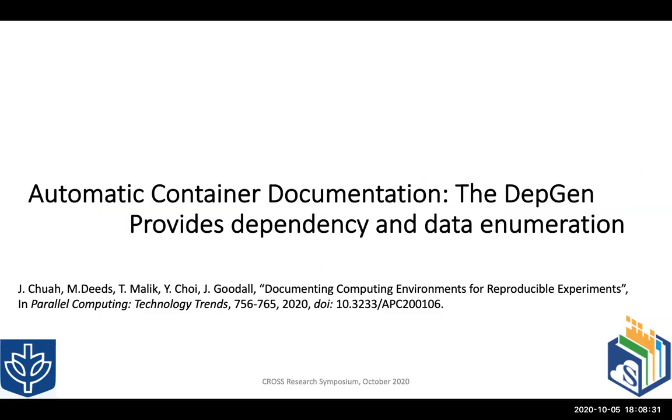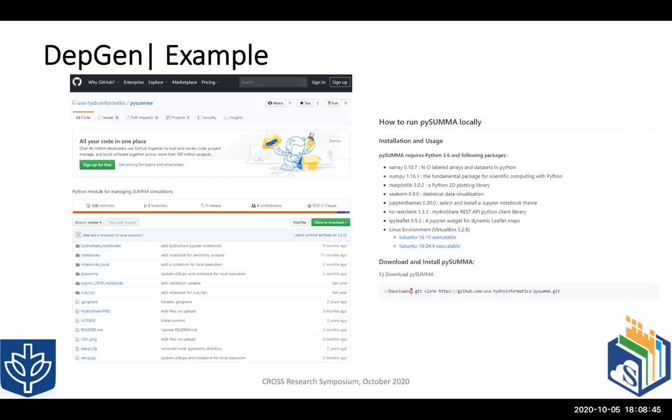And now I'd like to present, given the time I have, how we take care of the documentation debt. And the system over here is the DepGen. It provides dependency and data enumeration. So let me introduce a little example over here.